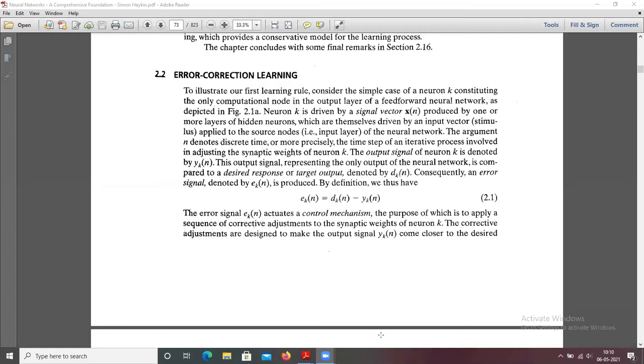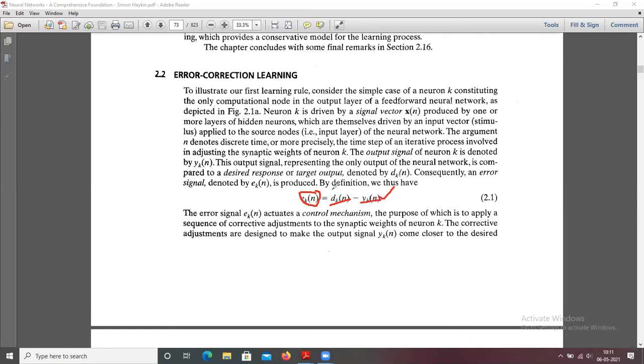Last class we discussed learning techniques, different learning mechanisms. In that we completed error correction learning. So what is error correction learning? In error correction learning, you find the difference between the actual output and desired output, and you call that e_k(n). So e_k(n) equals d_k(n) minus y_k(n), where d_k(n) is the desired output and y_k(n) is the actual output.